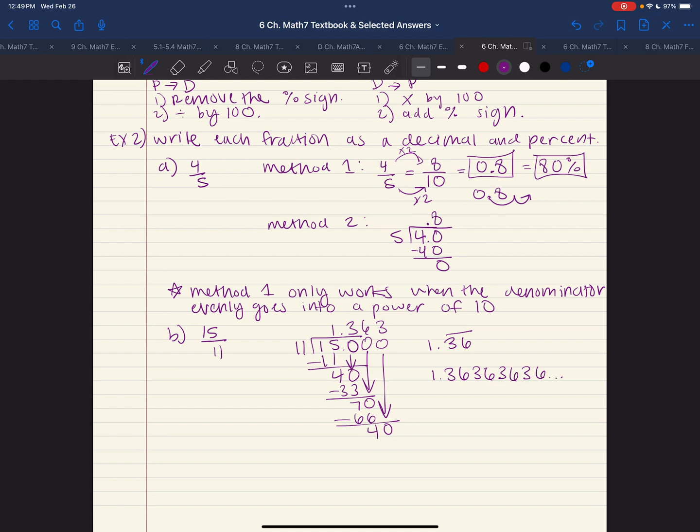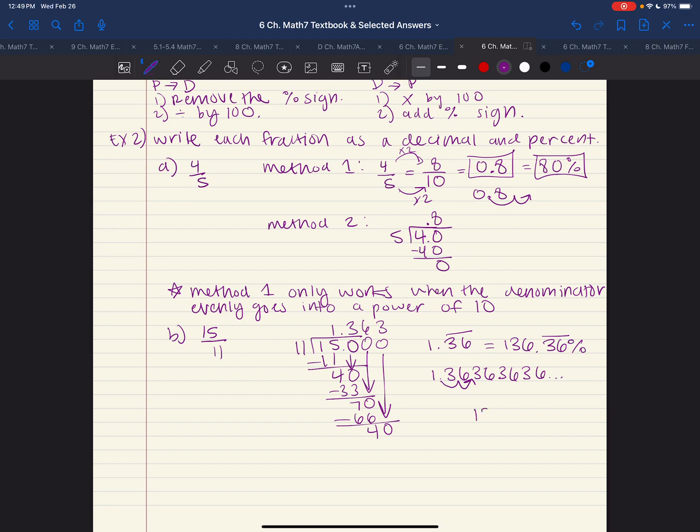So if I were to write this as a percent, I'm going to rewrite this. So this is what the decimal looks like if I were to repeat 3 and 6 for a little bit. So if I multiply by 100, I move the decimal twice to the right, and now I have 136.36 repeating percent.